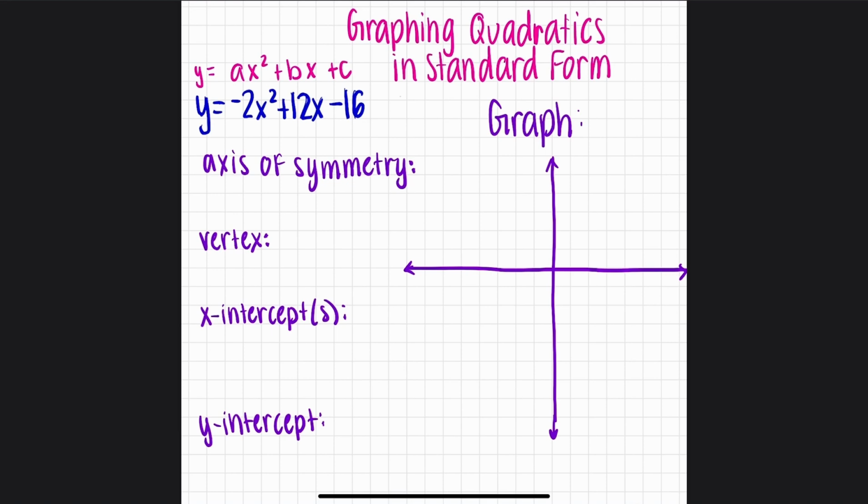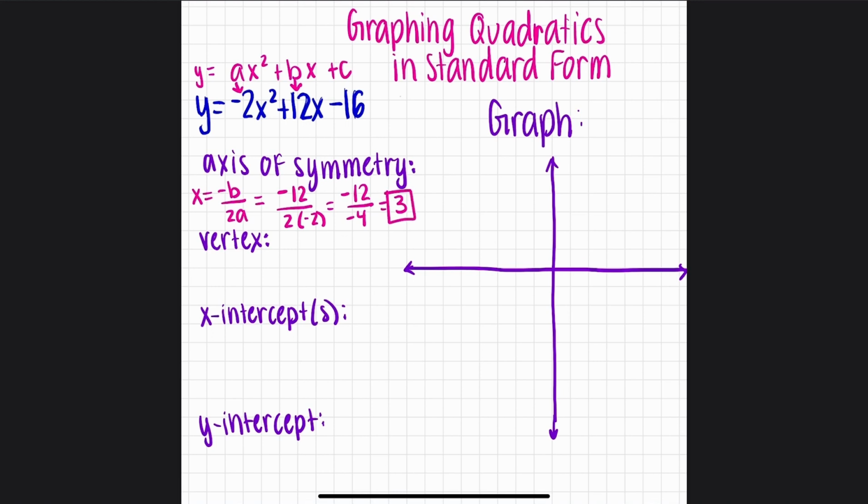So to start graphing this quadratic, you're going to find the axis of symmetry. You're going to start with the formula x equals negative b over 2a, and you're going to plug in a and b. So we have negative, our b is the 12, over 2 times our a, which is the negative 2. So this leaves me with negative 12 over 2 times negative 2, which is negative 4. So x equals 3. That is our axis of symmetry, x equals 3.